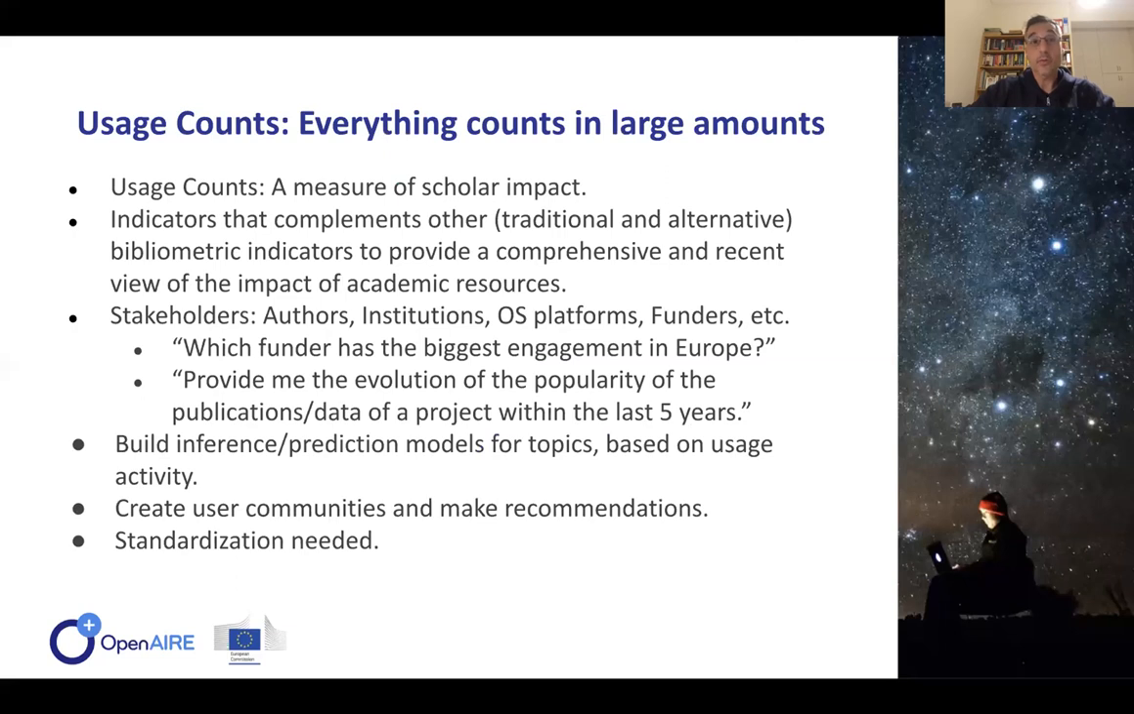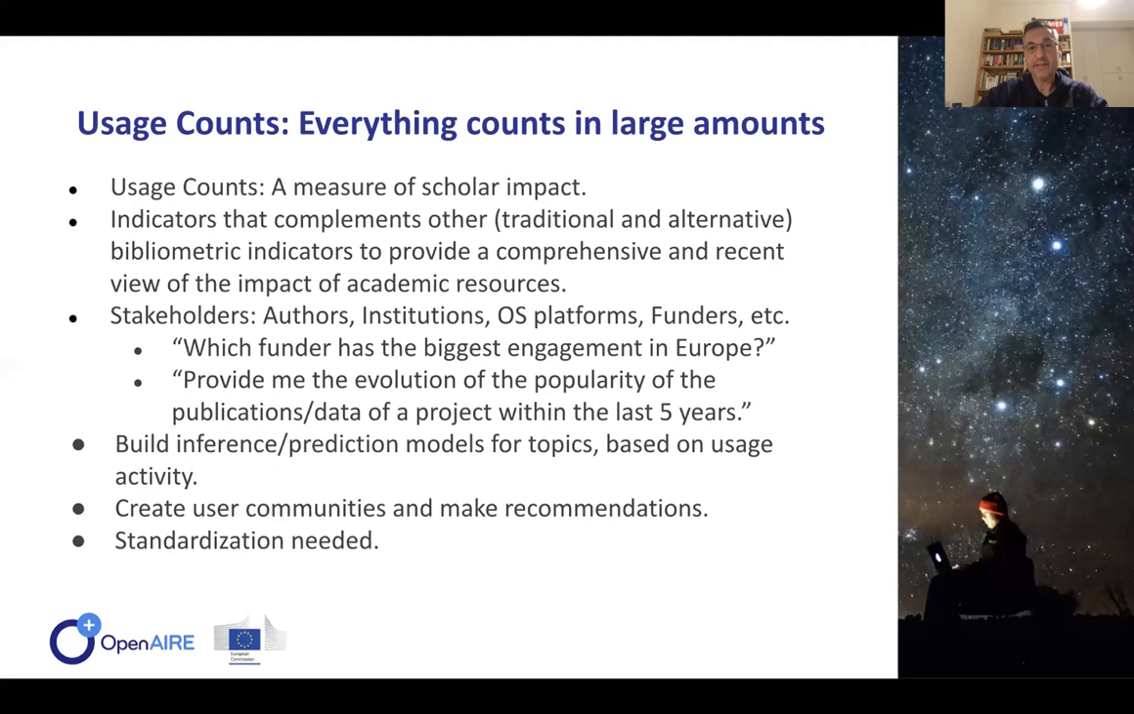So why usage counts? Because everything counts in large amounts. It's a measure of scholarly impact. We can have indicators that complement other bibliometric indicators in order to provide a comprehensive, recent view of the impact of academic resources. Who can benefit from our service? Who are our stakeholders? There are authors, institutions, open science platforms, funders, etc.